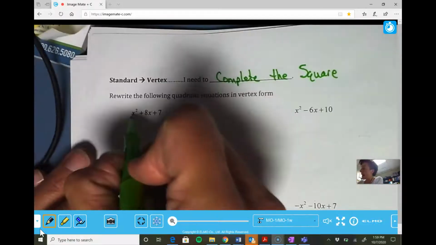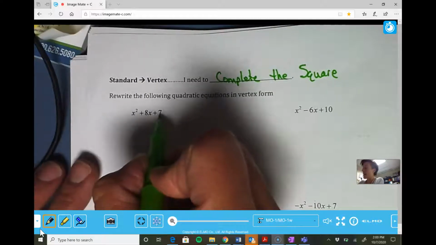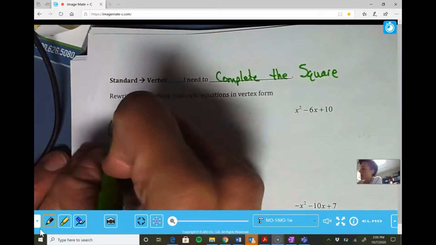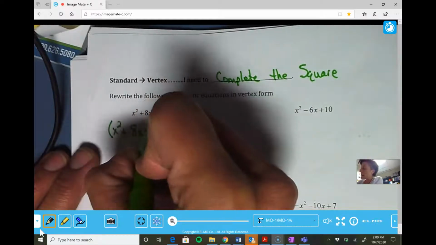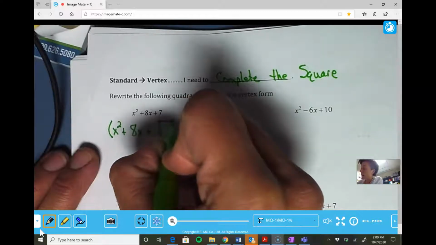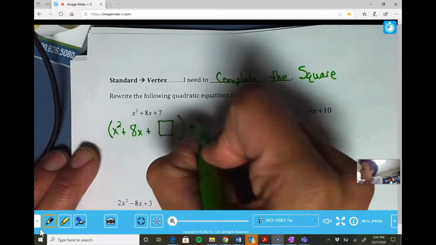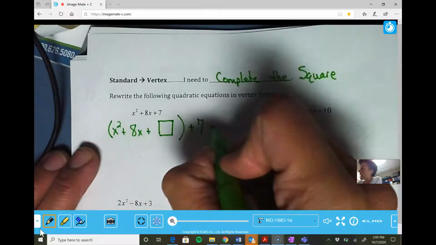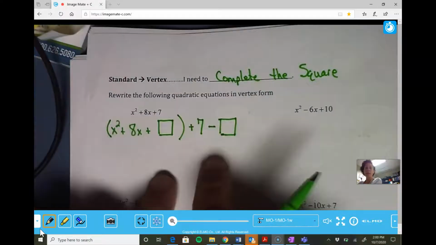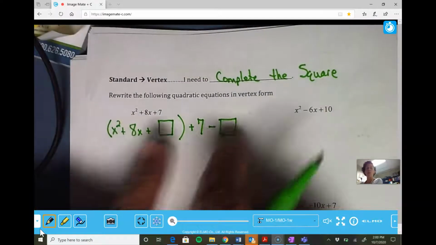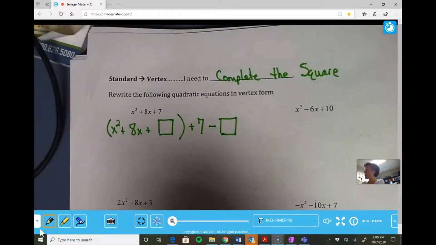So the first step that I do is I separate my x terms from the non-x term, this constant. And when I separate them, I'm going to put these x's in parentheses. And since this is called completing the square, I'm going to be putting a square right here, and we're going to be putting a number in there. And then this plus 7 is going to be outside of my parentheses, and I'm going to be adding a square. And I'll explain why I have a plus and a subtraction when we get into this. So again, this should be familiar to you because you did do this in Algebra 1.